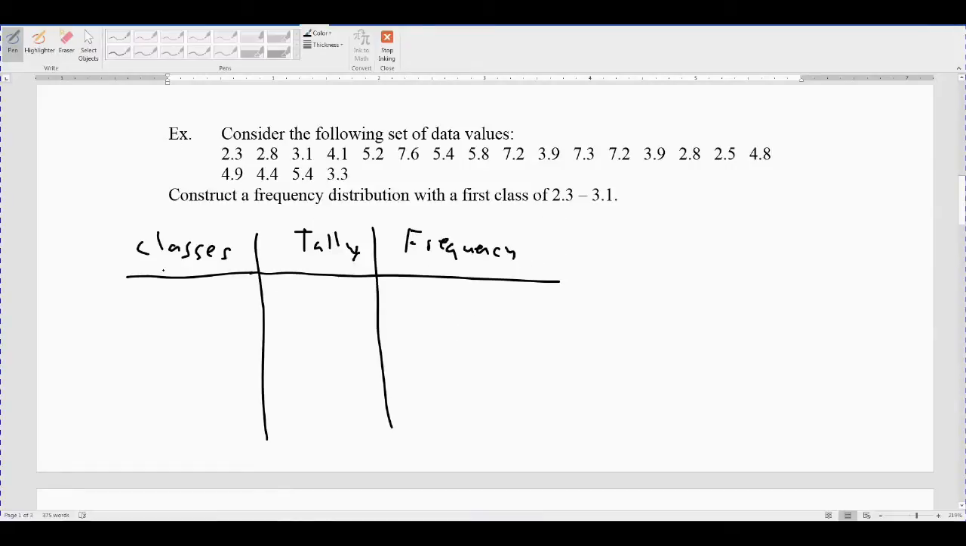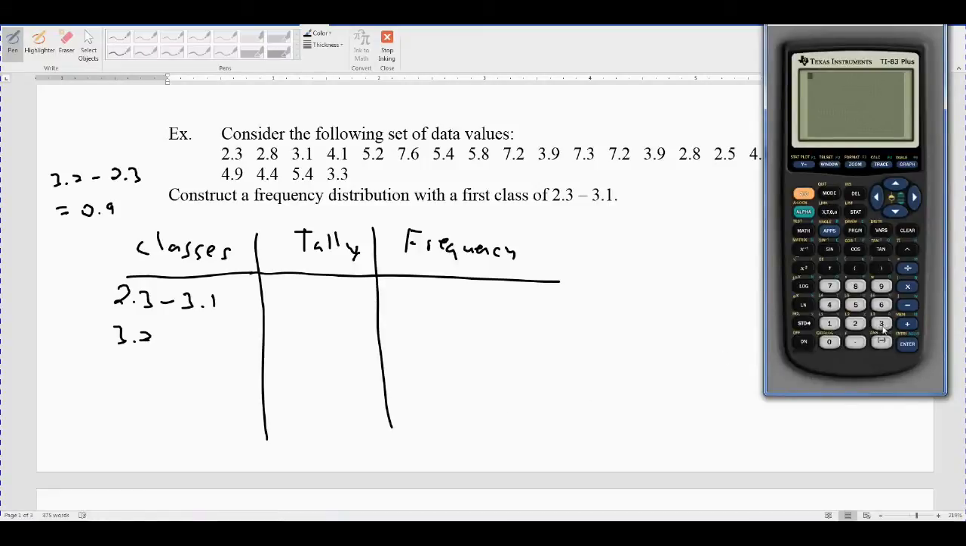But you're told the first class is 2.3, 3.1. Now what that means is my next class will start with 3.2. So we need to find out what is 3.2 minus 2.3. That's 0.9. And it never hurts to show you what that is with the calculator. You don't want to make a mistake with this. Hate to do it over.